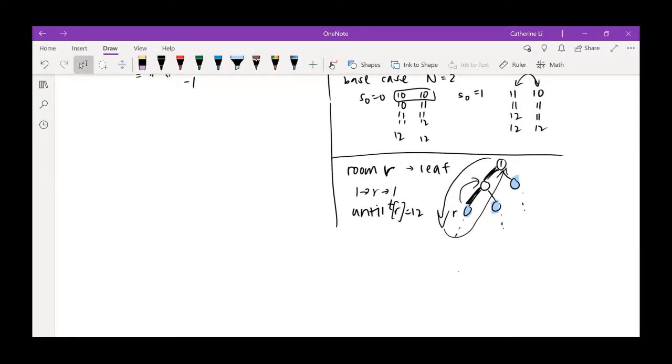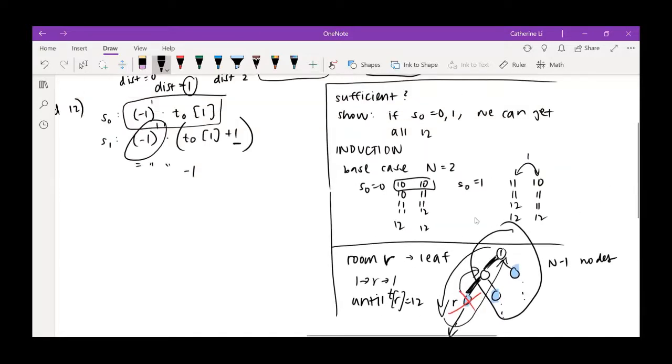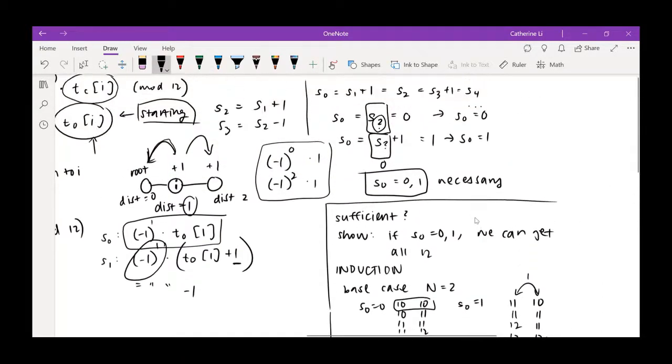So now that R is satisfied, we don't really care about it anymore. And because there's nothing underneath R, we've essentially removed it from the graph, so we can just deal with this. But this thing only has n minus 1 nodes if we started with n nodes. So what this is saying is if we have n minus 1 works, then n works. And this is what we need for induction. So yeah, we're done proving that this is sufficient.